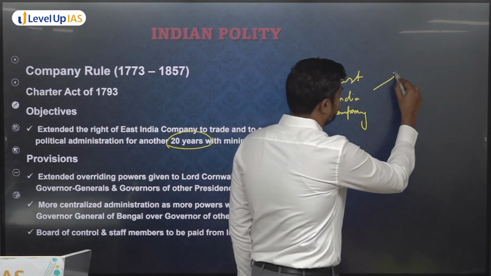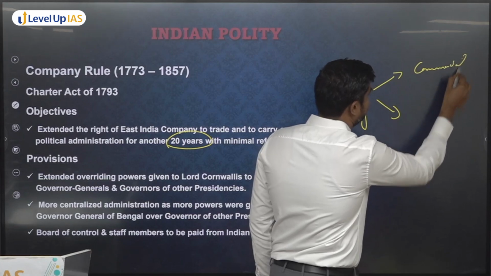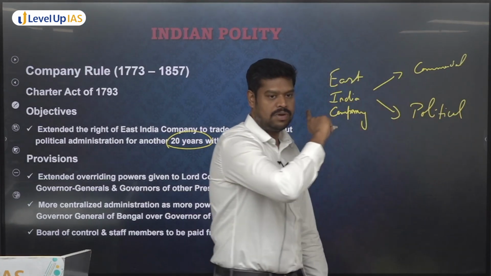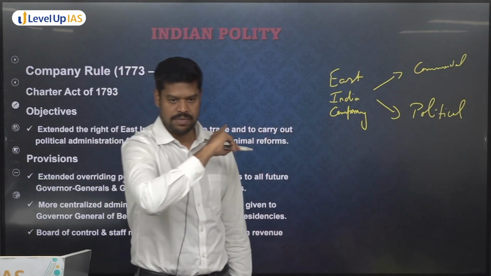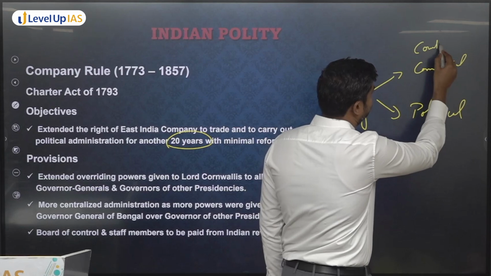The East India Company can carry both the commercial as well as the political functions. But for the commercial function, the one responsible to carry out the commercial activities in India as a part of East India Company is the Court of Directors.